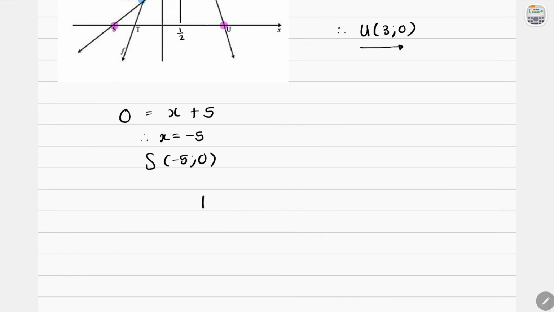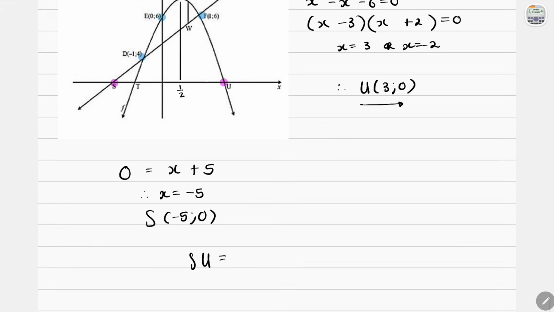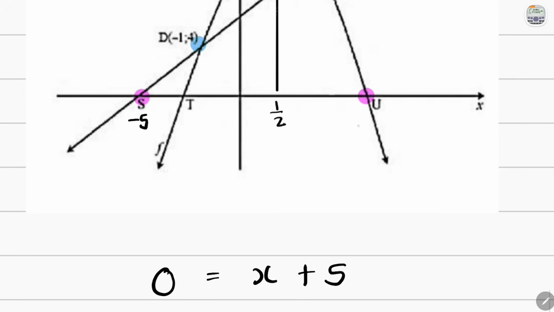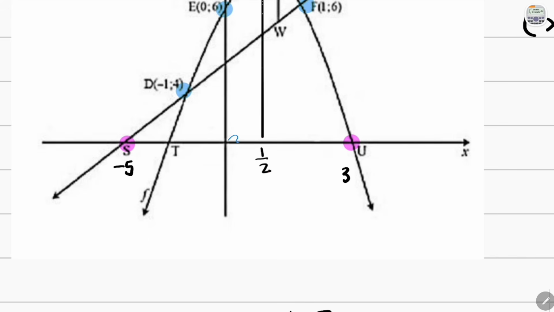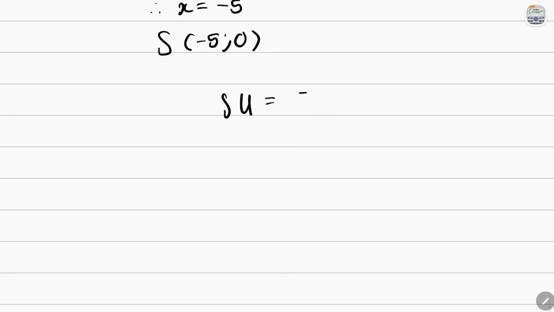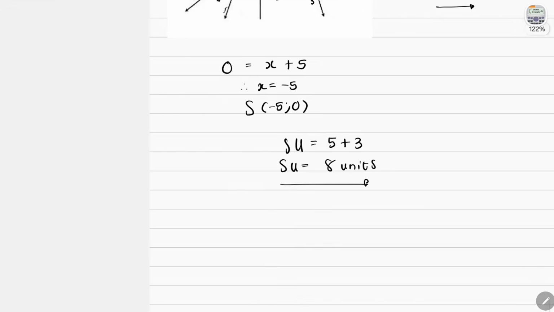So it means that this line SU, the length of this line, look at what it looks like. Because you know this is negative 5 over here. This one is 3. It means that from the origin, you went exactly 3 units to the right to get to U, and then 5 units to the left to get to S. So the full length would be that 3 units plus the 5 units, which is a total of 8 units. And that is our answer. We'll just tell them SU is equal to 5 plus 3, which is equal to 8 units. Okay, moving on to the next question.